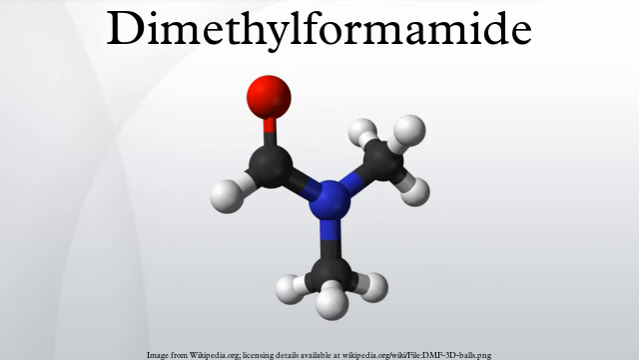Also, because of the partial double bond character, the rotation about the C-N axis is slow at room temperature, making the two methyl groups inequivalent on the NMR time scale, giving rise to two singlets of 3 protons each at 2.97 and 2.88, instead of one singlet of 6 protons in the proton NMR spectrum.